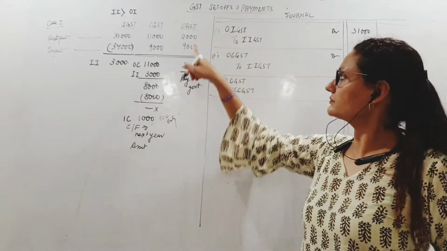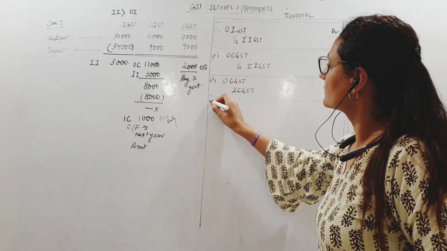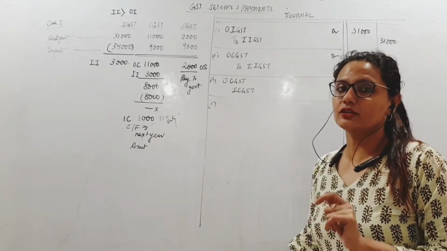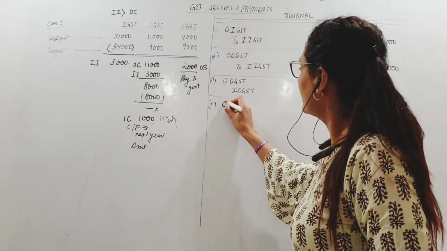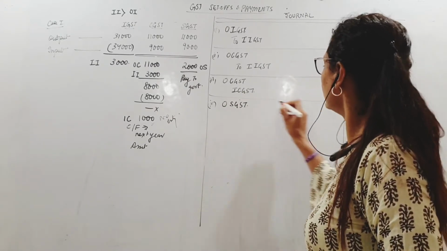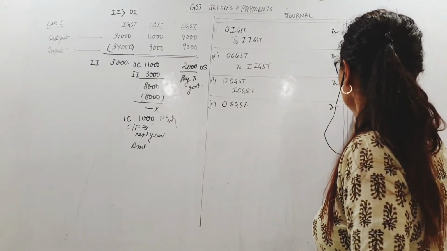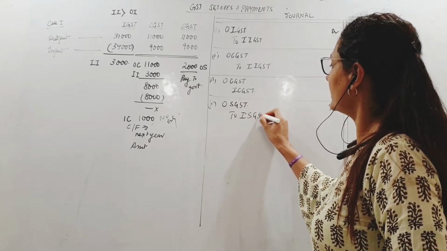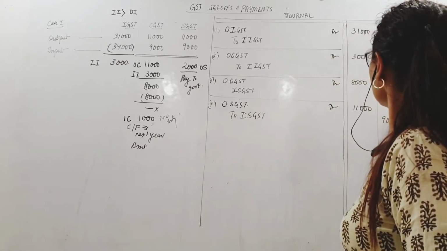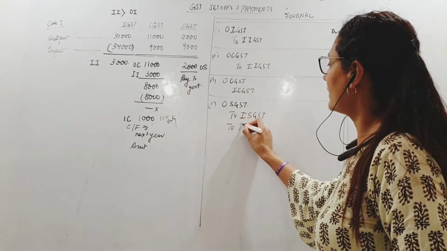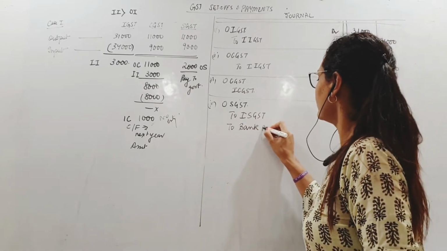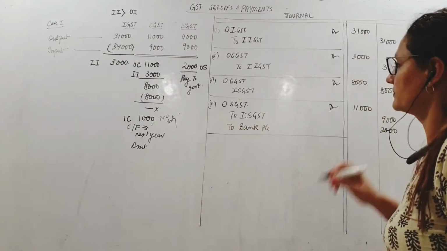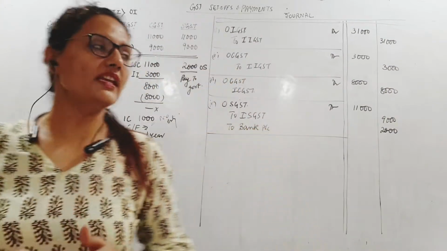Coming to this 11,000 SGST. We are setting off 9,000 and then 2,000 I will pay. So here output SGST account debit entirely 11,000 to input SGST 9,000. Remaining that I have to pay to the government will go to the bank account. Done. Alright? That's how we journalize.